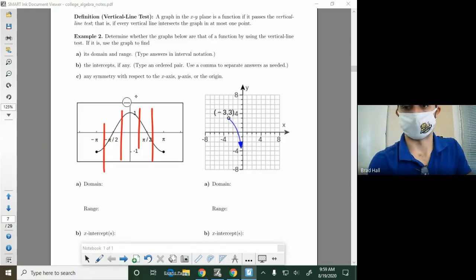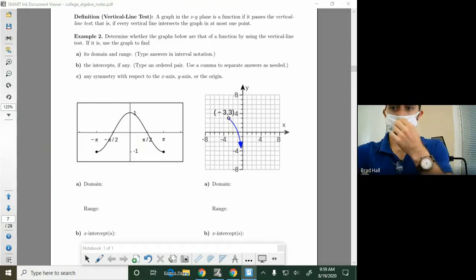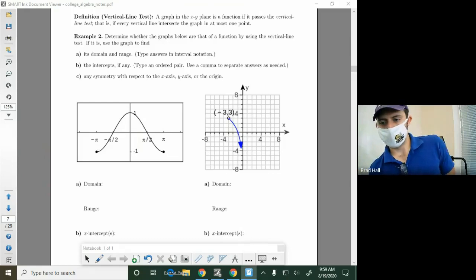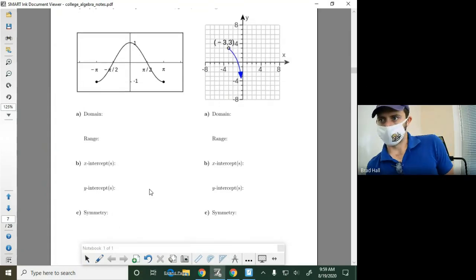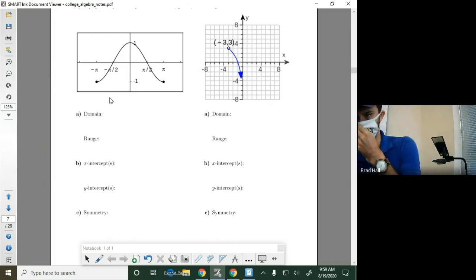That actually answers the first part of these graphs here, because it does say, determine whether the graphs below are that of a function by using the vertical line test. We just did that, they're both functions. So we'll move on to finding some various characteristics about them. We're looking for the domain, the range, some stuff that we already found before. We're just going to practice it a little bit more.